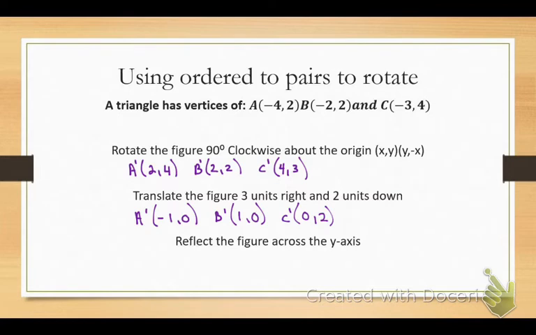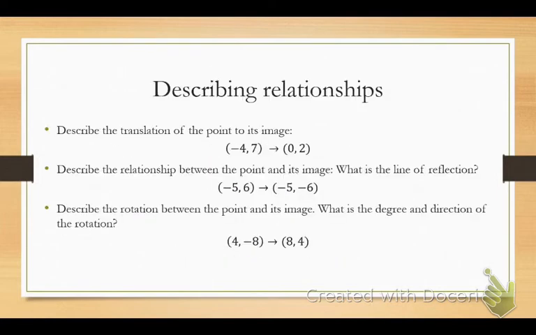Okay, and Hadley, can you give me the reflection? A 4, 2, B 2, 2, and C 3, 4. All right, good job. Very good. So we're just practicing doing the transformations to ordered pairs. That's going to be on your test tomorrow. You're going to have a section on your test tomorrow where you describe the relationship. So please pay attention to the directions, whether it's a translation, a reflection, or a rotation.